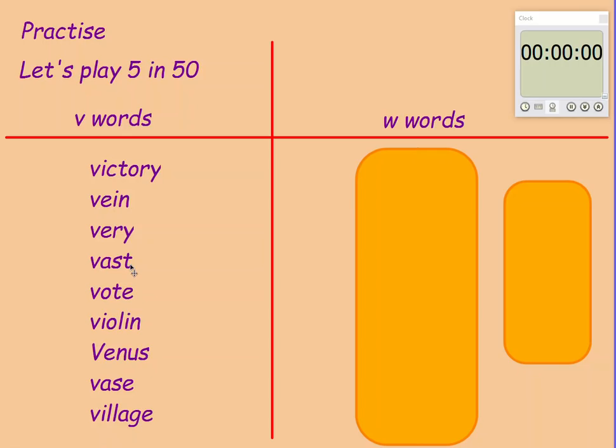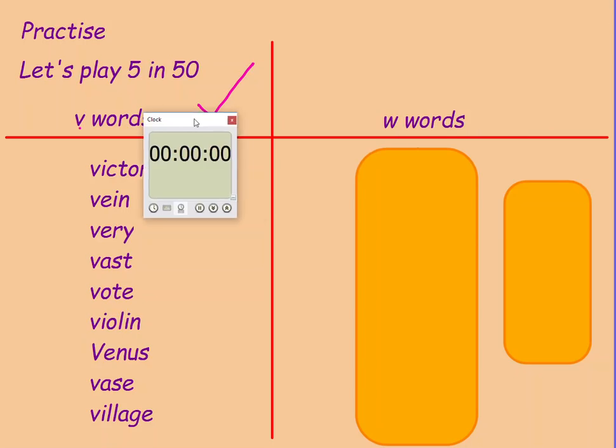You only need to get 5 of them correct. If you got 5 of them correct, you can give yourself a tick on your whiteboard. Remember, it doesn't have to be these 5, but any 5 words with the V sound at the beginning. Check with your teacher if you are not sure.